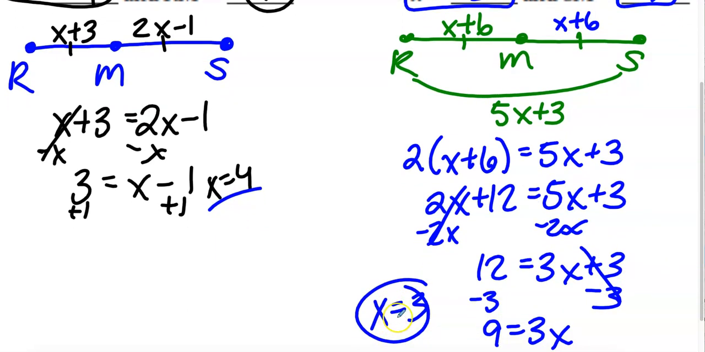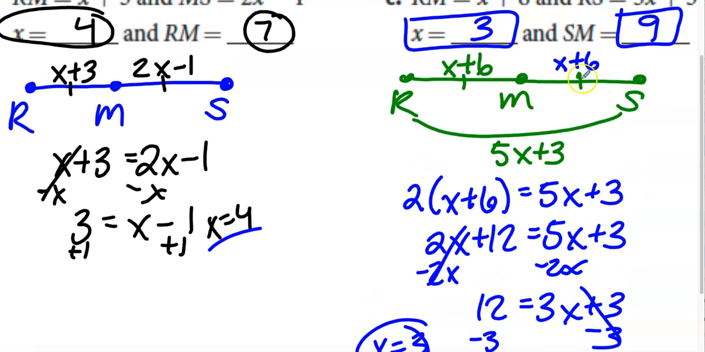And I got x was equal to 3. And then it wanted me to find SM, and so I know that was the same equation as RM, so I substituted in 3 to get 3 plus 6 to get 9.